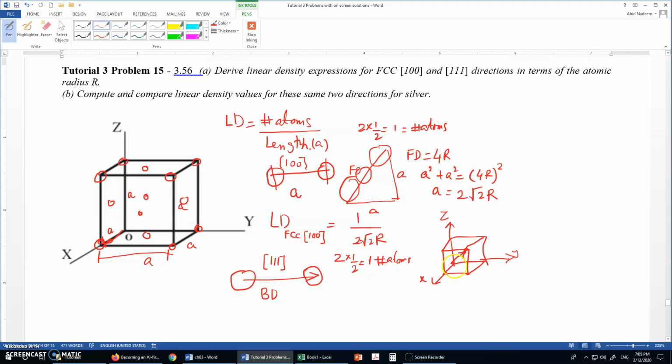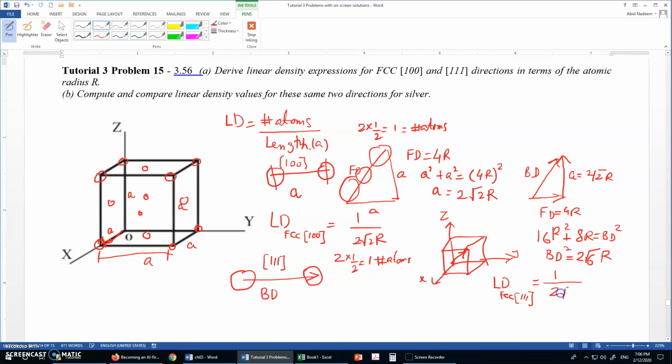This body diagonal is equivalent to this face diagonal plus this height. Okay, so the face diagonal is here, and then the height is here, height is A, and then this is the body diagonal. The face diagonal we have already determined is 4r, and A we already know is 2 root 2 r. So face diagonal squared is 16r squared plus A squared is 8r squared, and this equals body diagonal squared. 16 plus 8 is 24, so the body diagonal is 2 root 6 r. And then the linear density for face-centered cubic in the 1 1 1 direction will be equal to 1 divided by 2 root 6 r. Okay, so these are the two expressions.